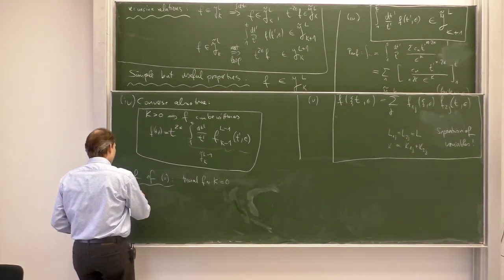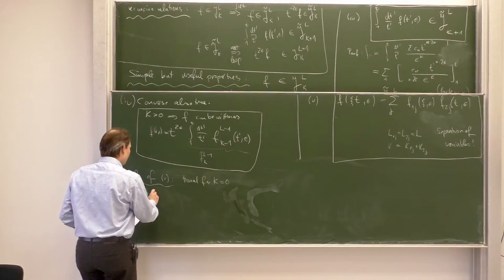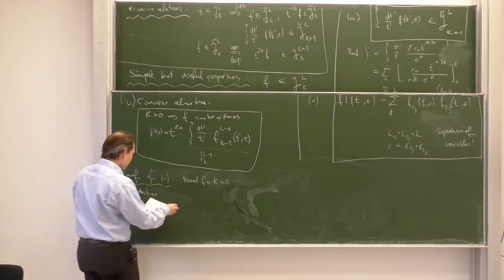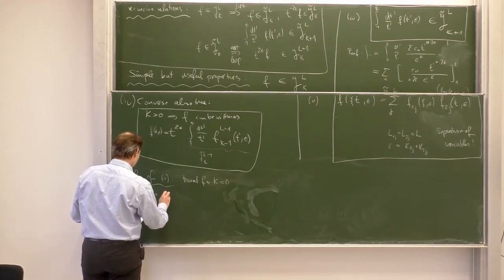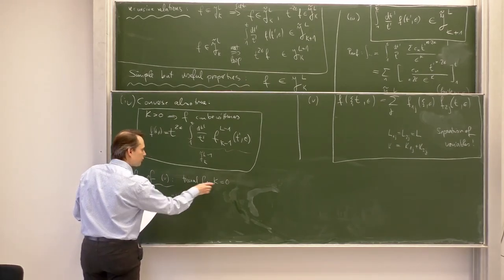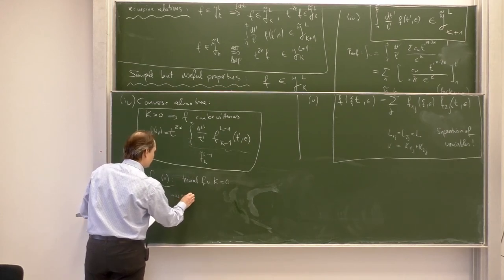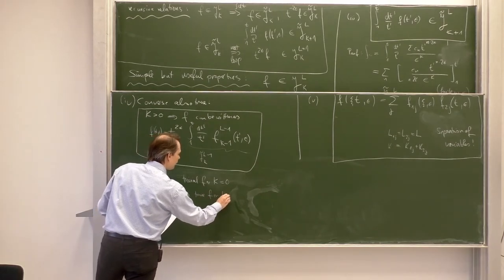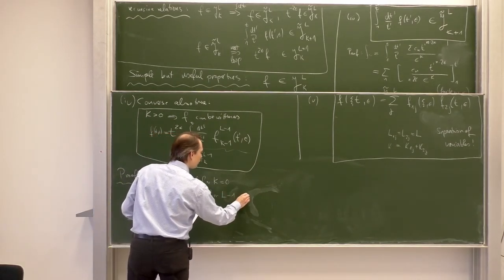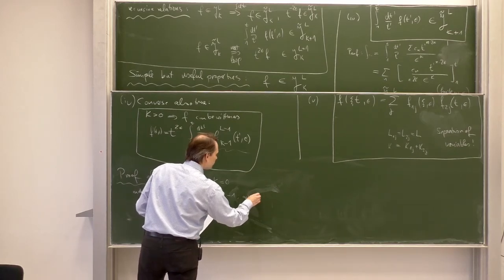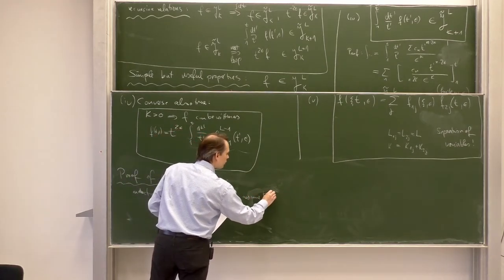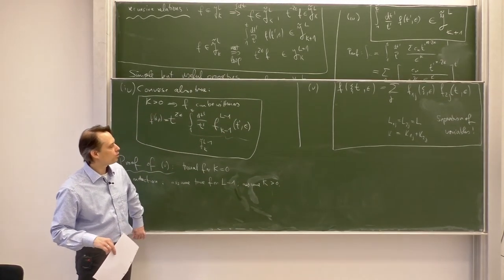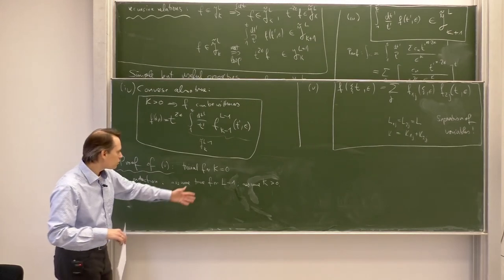So let us do an induction. Prove it step by step for higher and higher loop numbers. But let us assume that k is non-zero. So first of all, let's assume the statement to be true for L minus 1. And now we want to consider a case where k is positive. So we really have a 1 over epsilon pole. And we can rely on the statement for lower loop numbers.